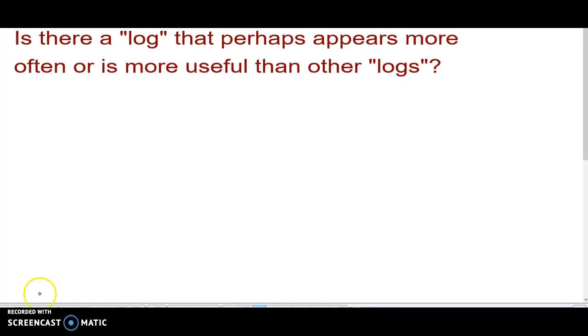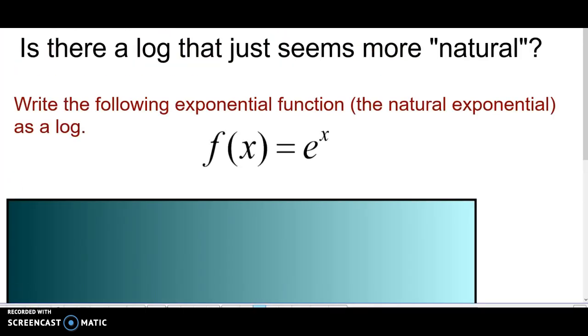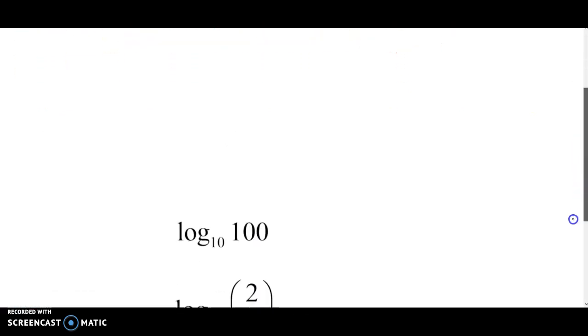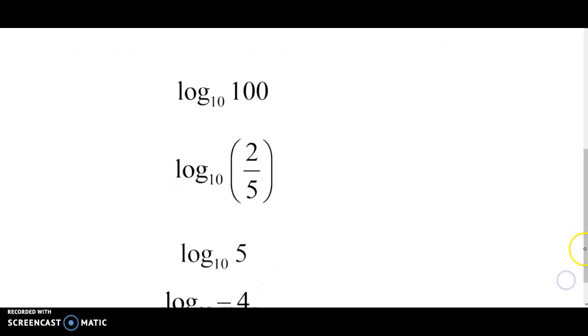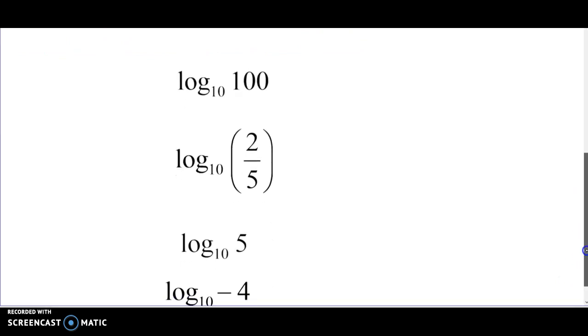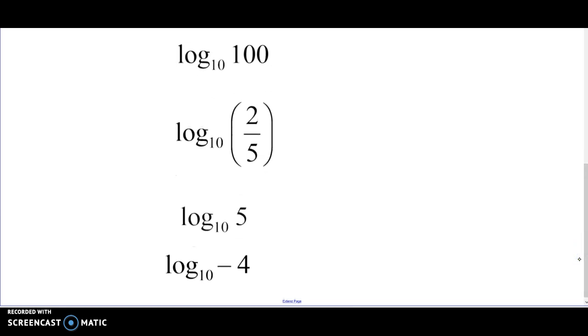But yeah, back to the common log. It does have that base of 10. Need to scroll down here. See, this is just so annoying. Let's see if you guys can evaluate this, and 3 of them you're going to have to do on your calculator. Okay? So go ahead, put me on pause, and evaluate these 3 logs, common logs.